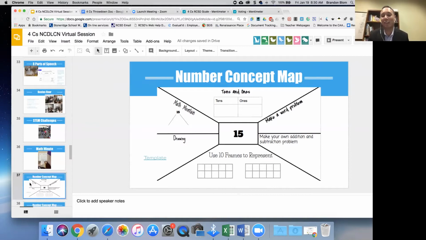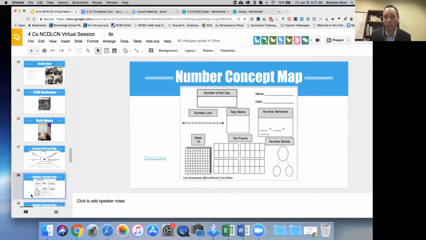But what's great is students love it because they're getting to make the word problem. They'll make some funny drawings, and really, to me, as long as you're learning how to represent that number, go for it. And so it's just been really fun. And you can do this. We have middle school teachers doing number concept maps with equations. And so you can use this for any grade level.